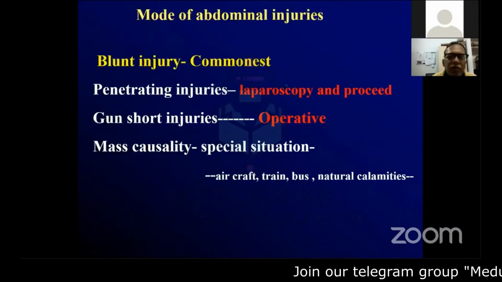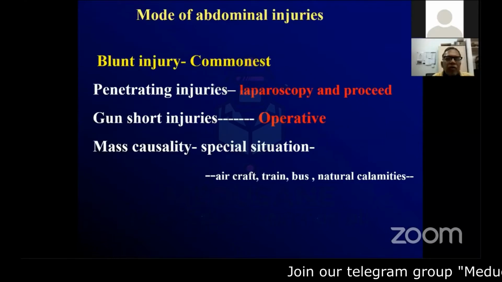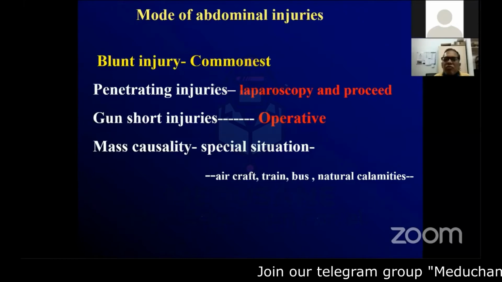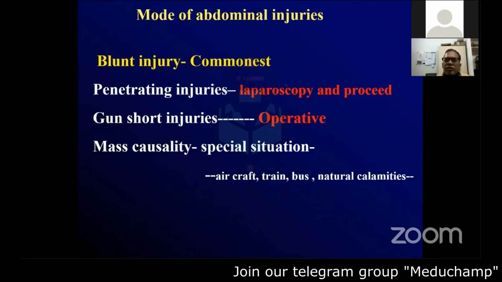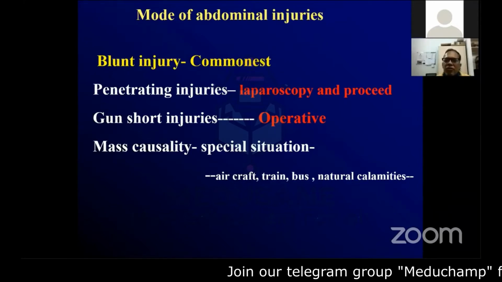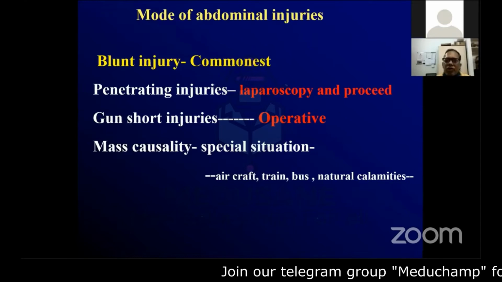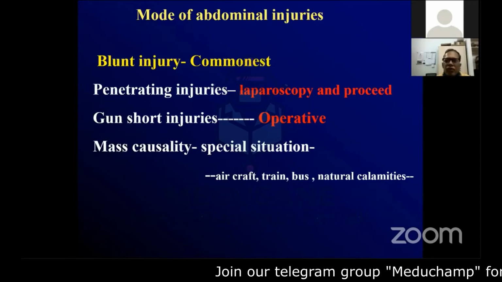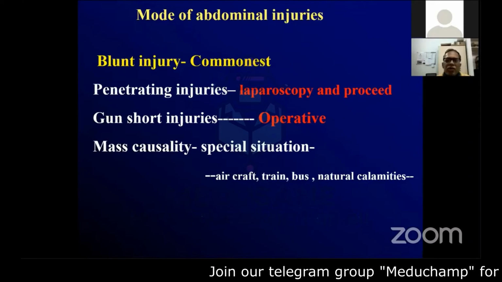Then we can concentrate on the abdomen. In abdominal trauma, the commonest is the blunt injury abdomen. Second is penetrating or stab injury. Gunshot is a separate entity altogether where no conservative management is done. In the mass casualty situation, things are entirely different where you'll have to prioritize the cases. You keep priority 1, 2, 3, 4 and then proceed in that. However, follow the same principle of starting the IV line.